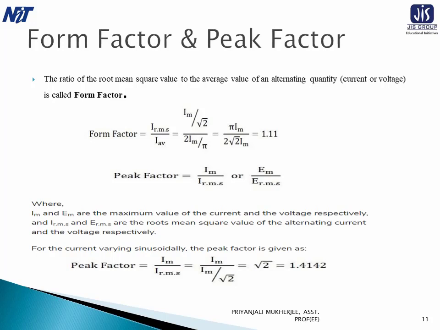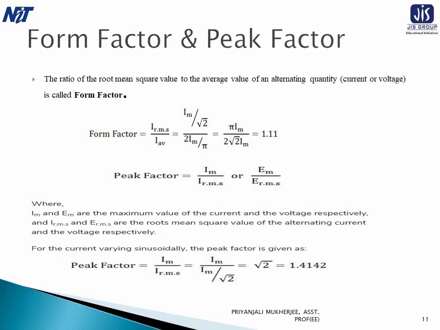So the form factor is defined as the ratio of effective value to the average or mean value of the periodic wave. Form factor equals E_rms by E_average, which is equal to 1.11, where I_rms is equal to I_max by root 2 and I_average is equal to I_max divided by pi. It can also be represented in voltage, that is V_rms divided by V_average. So it is fixed, and this one is 1.11 for a 50 Hertz supply.